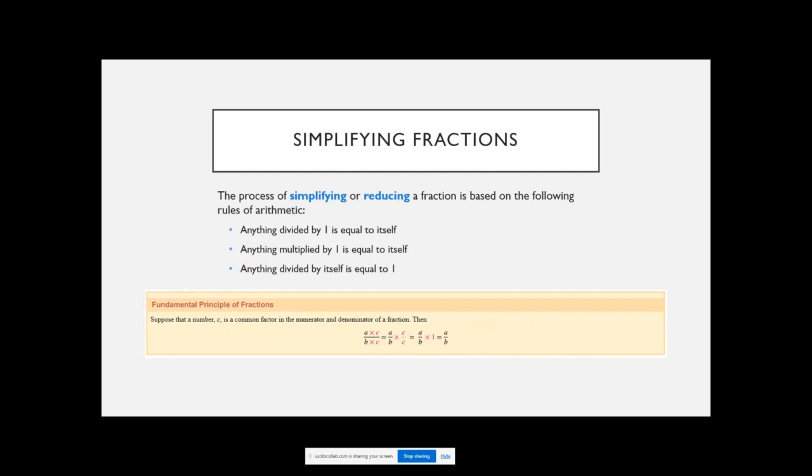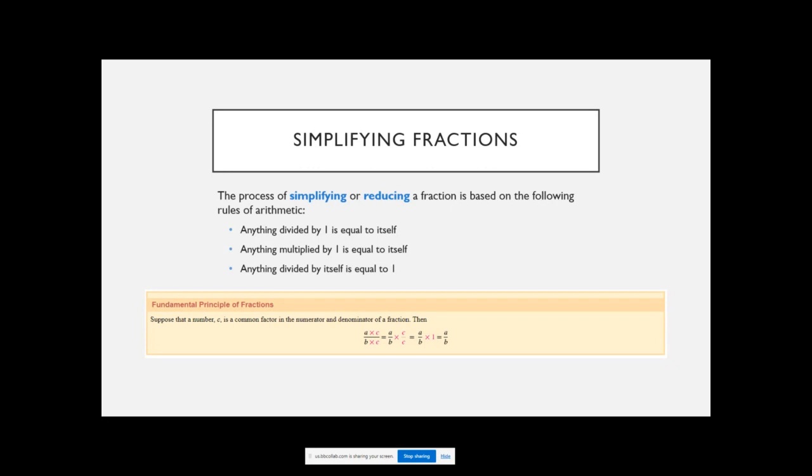And this is based off of 3 rules. The fact that if we divide things by 1, it doesn't change. If we multiply things by 1, it doesn't change. And if you divide a number by itself, like 2 divided by 2, it's equal to 1. So these are the 3 principles that we use for simplifying fractions. And this is part of the fundamental principle of fractions.